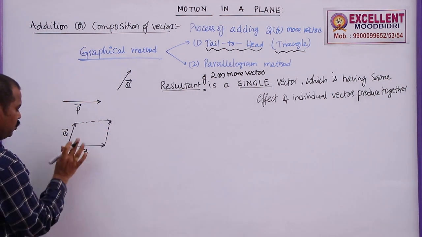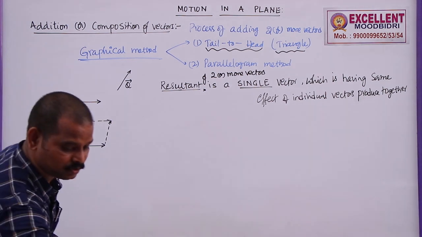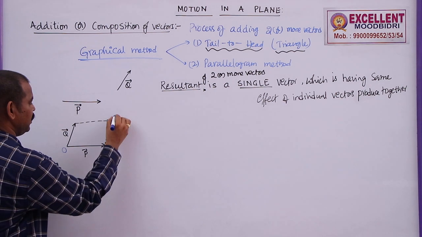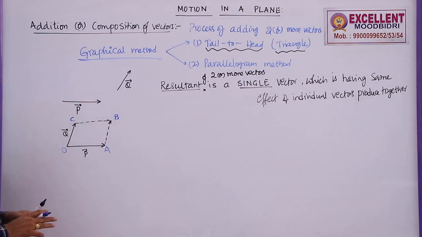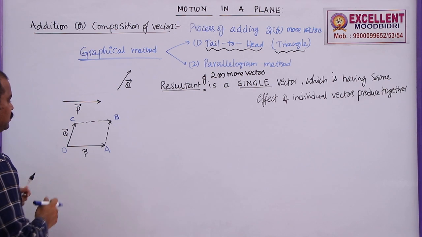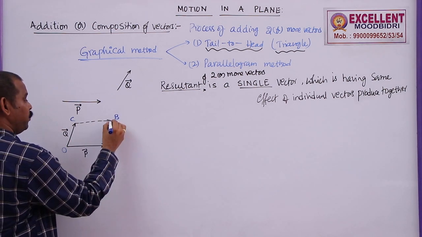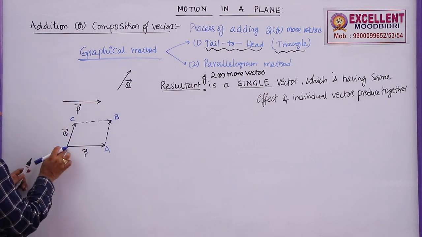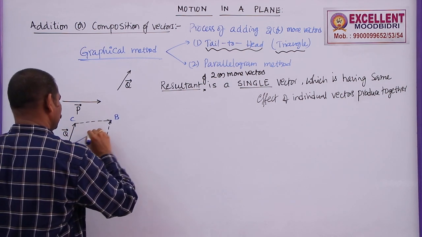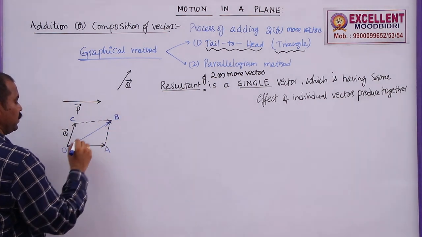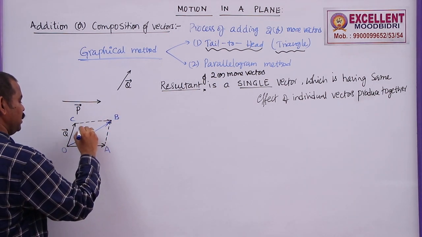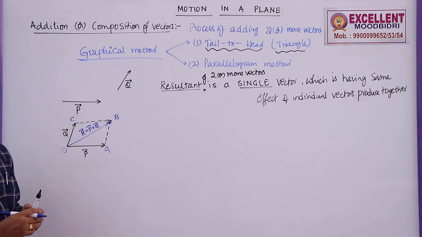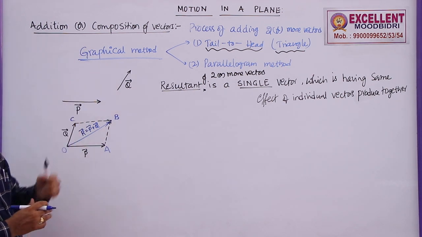So this is O, the co-initial point. Let me take these as A, B, C. Here B is the point of intersection of these two lines. Now join the point of intersection and the origin of these two vectors, because these two vectors are starting from this point. If you join these two, you will get one more vector OB bar, which is given by R bar equals P bar plus Q bar. This is the second method of addition of vectors by the graphical method.